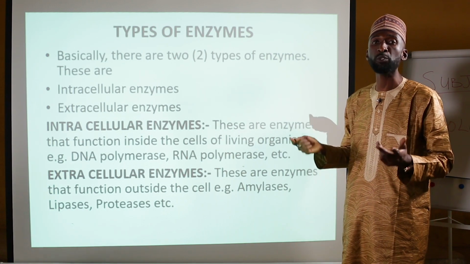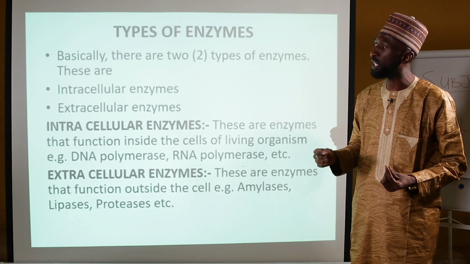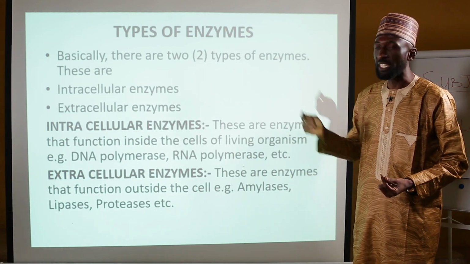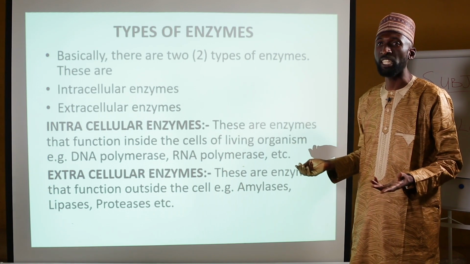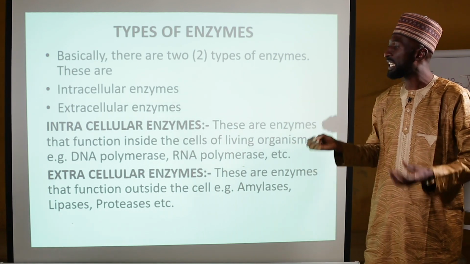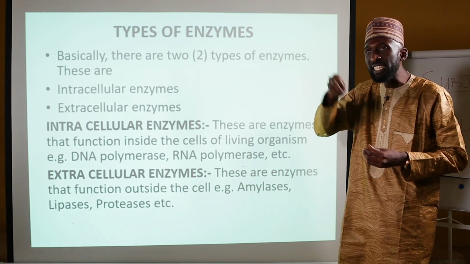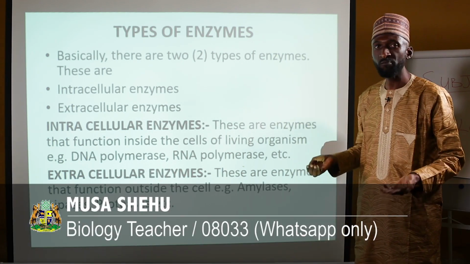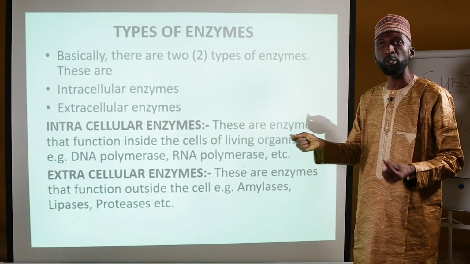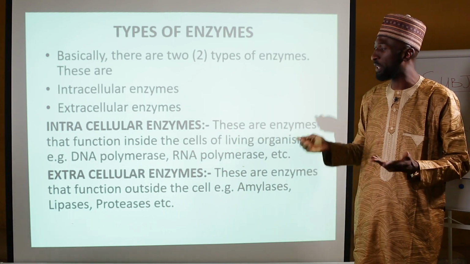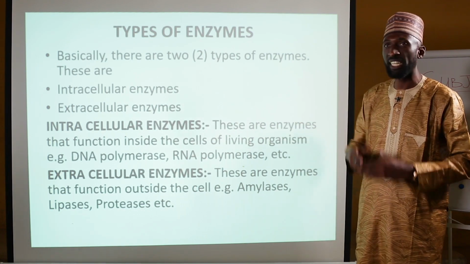Now, we have so many different types. We have basically 2 types of this digestive enzyme we are discussing. The first is called intracellular enzymes. The second is called extracellular enzymes. Now, what do we mean by intracellular enzymes? These are enzymes that function inside the cell of a living organism, meaning that their function is within the cell of a living organism. An example of these enzymes is deoxyribonucleic acid polymerase, known as DNA polymerase. Another example of an intracellular enzyme is RNA polymerase, among others.